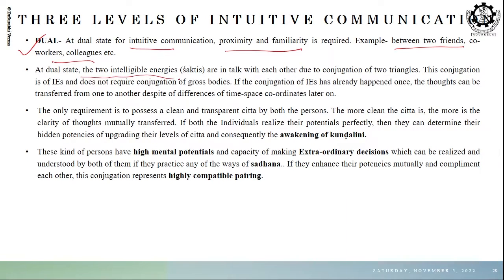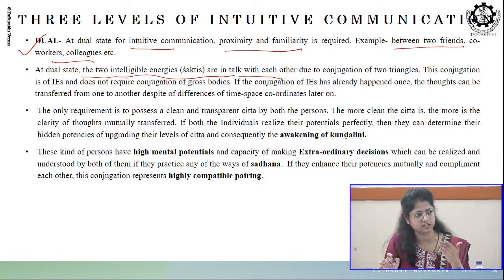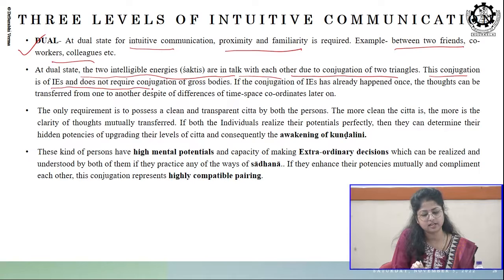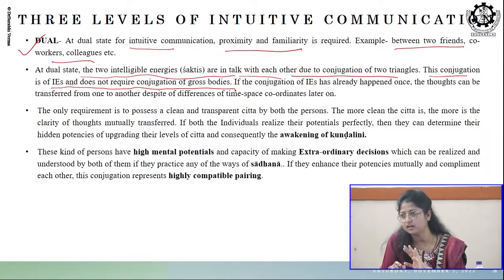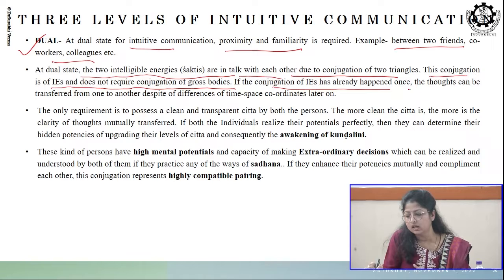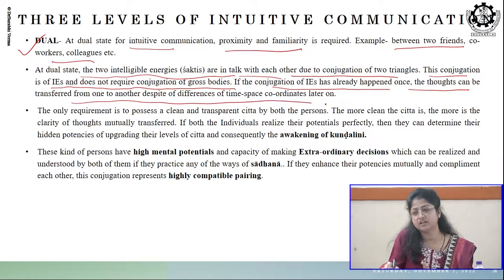At dual state, 2 intelligible energies are in talk with each other, due to the conjugation of the 2 triangles, that is, the trikon formed from Shodashar, Ashtar and Dwadashar chakra. This is the conjugation of intelligible energies and doesn't require conjugation of the gross body. Doesn't matter where your physical body is. You are here, your mother, your father, your friend, your sister, your co-worker with whom you are familiar is somewhere else. Doesn't matter, but you will intuit about the situation. So this happens in dual state because of the conjugation of 2 intelligible energies. If the conjugation of eyes has already happened once, the thoughts can be transferred from one to another despite the differences in time and space.